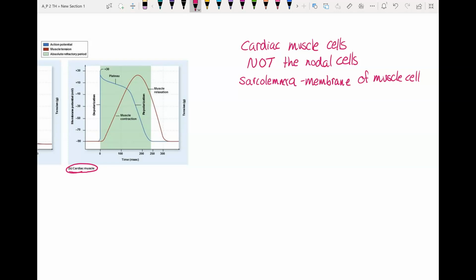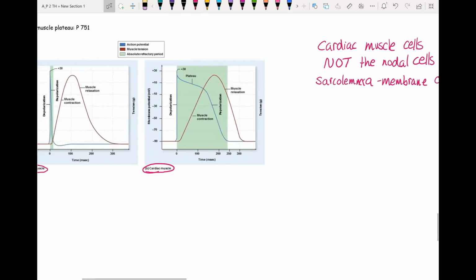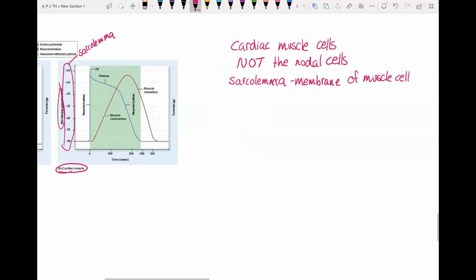So this has voltages, right? You look here, membrane potential, and here are your voltages. This is not the voltages of the node. This is voltages of the sarcolemma. So we're looking at the voltages that happen in a muscle cell. This whole page of notes is going to be the voltages of the muscle cell.